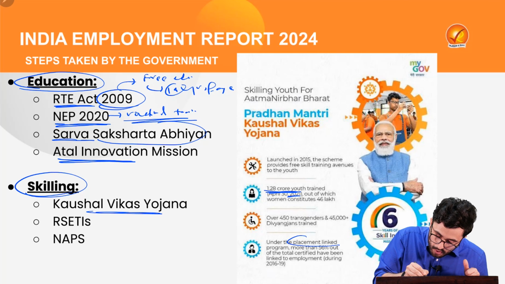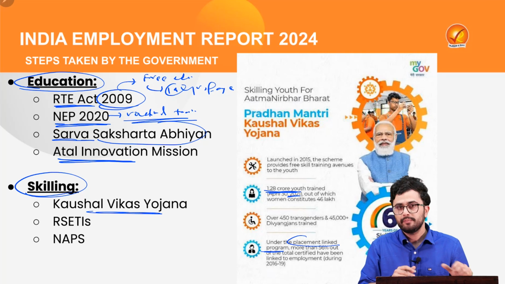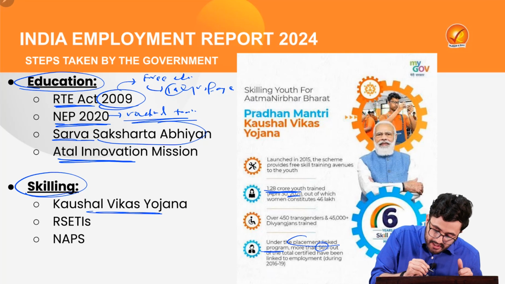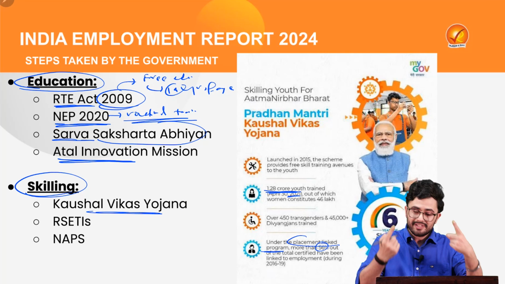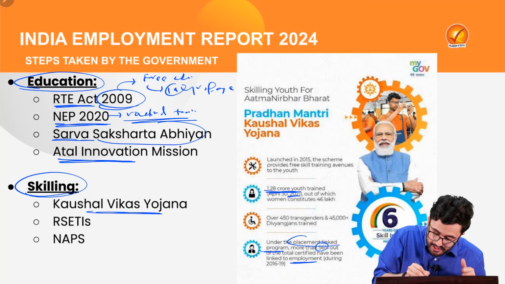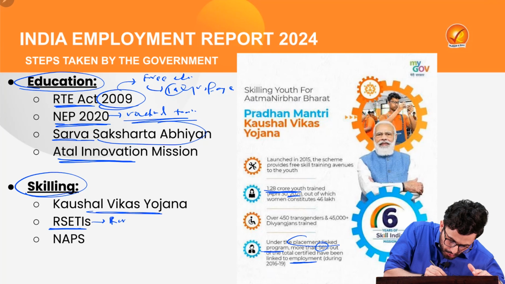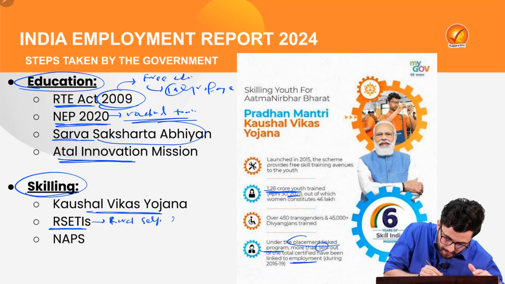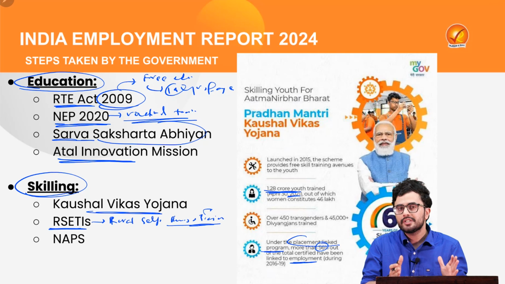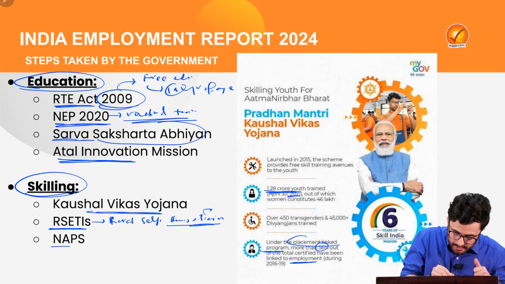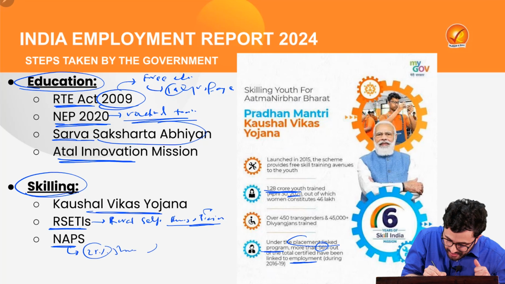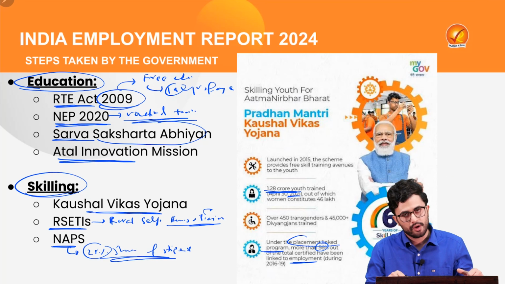And there is also a placement linked program where almost 56% out of the total certified people have been linked to employment. Rural self-employment training institutions as well as the National Apprenticeship Promotion Scheme, where the government shares 25% of stipends with the employers.